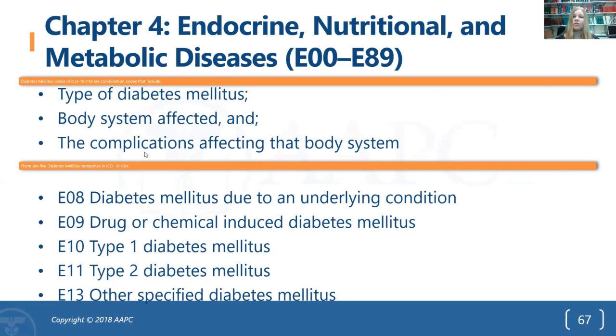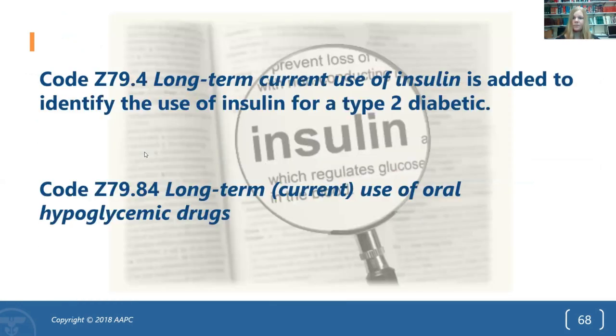Diabetic codes are combination codes that include the type of diabetes, the body system affected, and the complication affecting the body system. All the categories above, with the exception of E10, include a note directing users to use an additional code to identify insulin use, which is code Z79.4, or use of anti-diabetic or oral hypoglycemic drugs, which is code Z79.84. Code Z79.4, which is long-term current use of insulin, is added to identify the type of insulin for diabetic management, even if the patient is not insulin dependent.